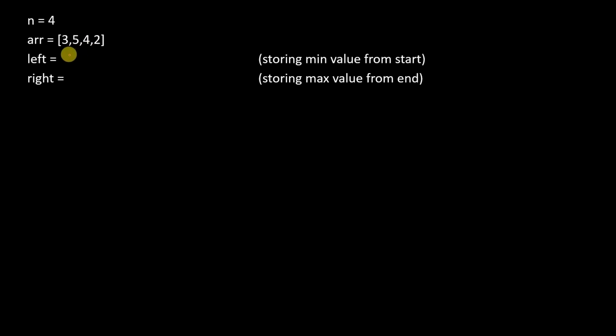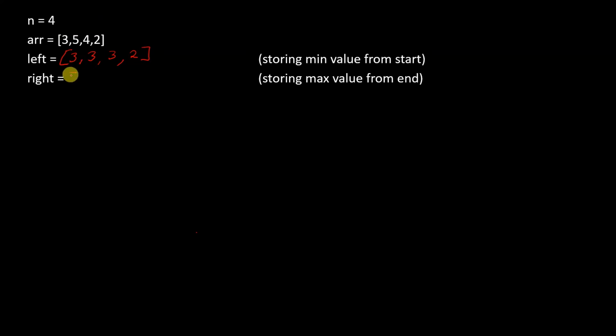Starting with this, we have first 3. Now we will compare 3 and 5, so the minimum is 3. Now we will compare 3 and 4, so the minimum is 3. Now we will compare 3 and 2, so the minimum is 2. So this is our left array.